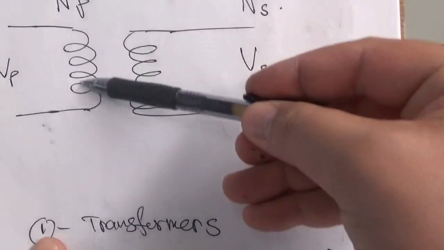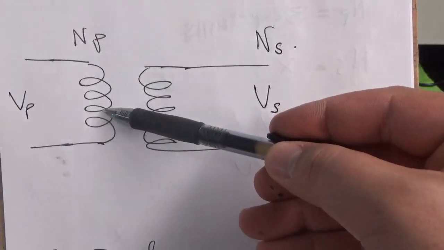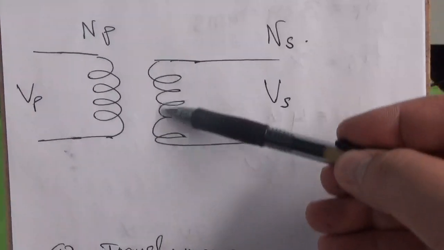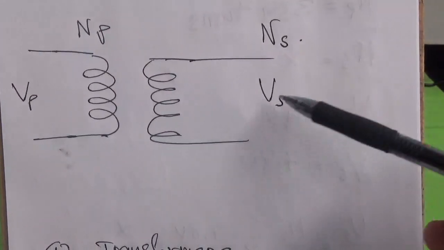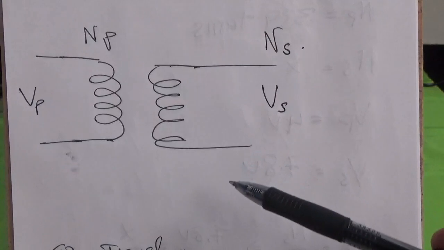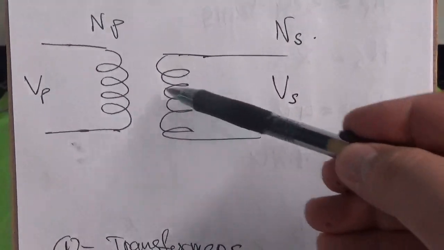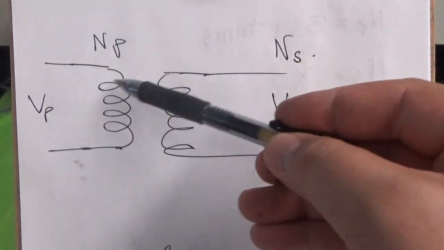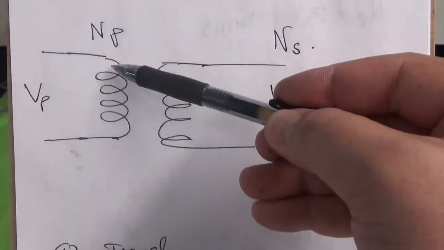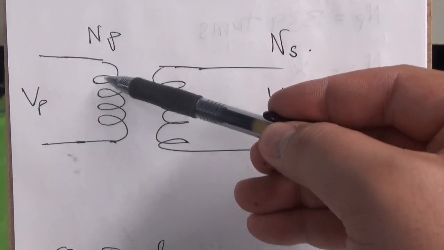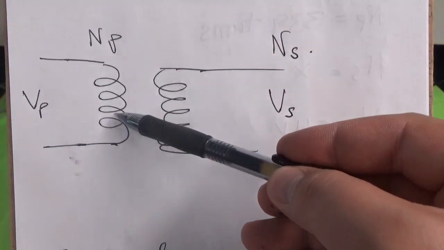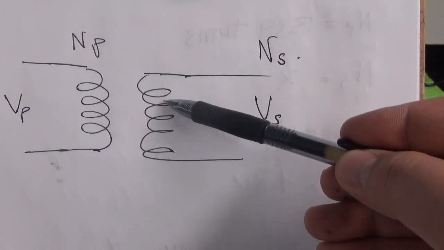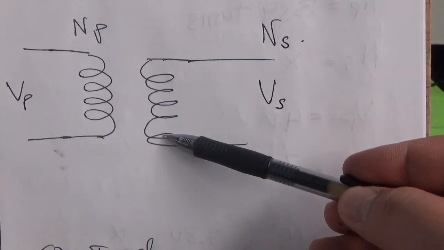So what we have here, we have a coil. This is called the primary coil. And we have another coil here. This is called the secondary coil. And each one of these coils has a number of turns. As you can see here, maybe here we have 1, 2, 3, 4. We have 4 turns. And here we have 1, 2, 3, 4, 5 turns.